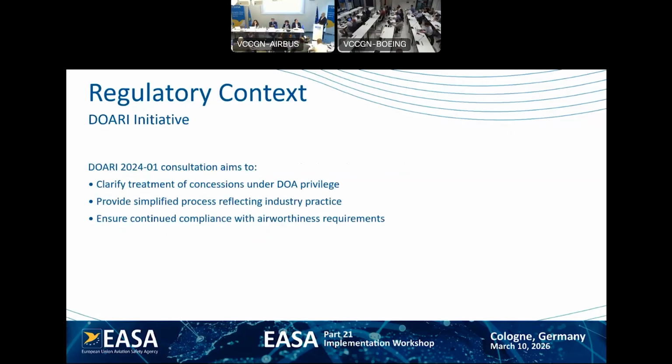Let's go next. We have released, I think most of you know, a DOA review item for introducing an alternative means of compliance with Part 21 recently. This is the reference number. And the objective was to clarify the treatment of concessions under the DOA privilege by providing simplifications based on good practices we have observed over the years with the industry, and at the same time ensure compliance of the released part under concession with the airworthiness requirements. Let's go next.